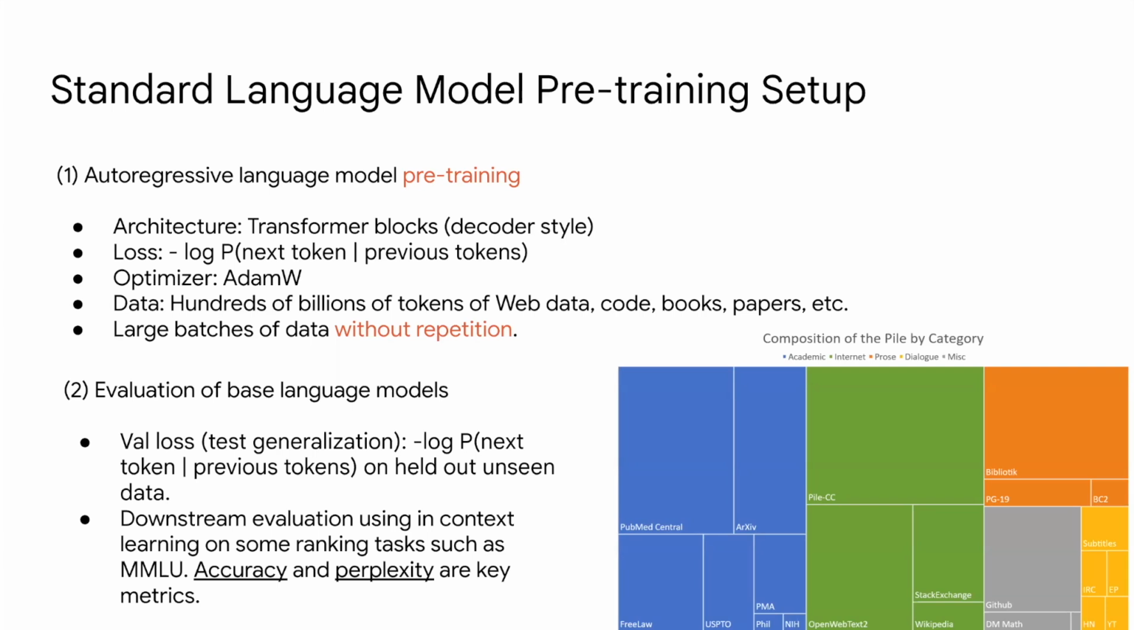The evaluation, again, is conducted using the negative log likelihood, which is the log perplexity or the validation loss on held-out unseen datasets. So it's typical, like any machine learning setup. Downstream evaluation is conducted using some sort of in-context ranking task, some famous task like MMLU. The accuracy and perplexity are the key metrics here.